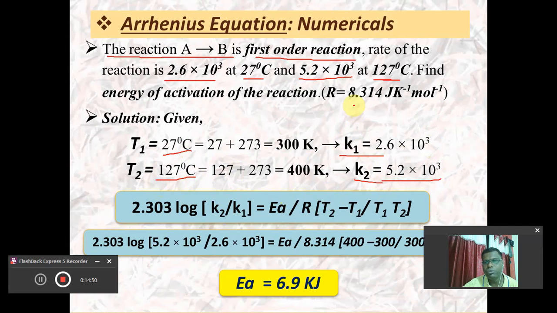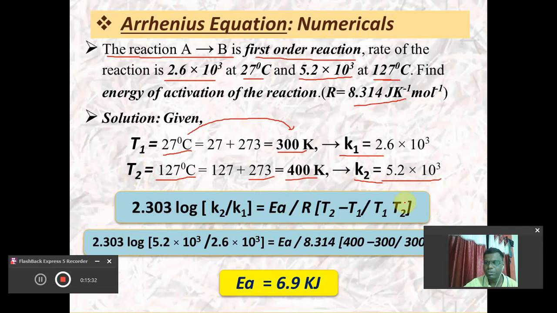Again, as the value of R is in joule per Kelvin, we have to convert this degree Celsius into Kelvin. So 27 degrees Celsius, by adding 273, becomes 300, and 127 degrees Celsius, by adding 273, becomes 400 Kelvin. So temperature T1 is 300 Kelvin. The corresponding rate constant K1 is 2.6 into 10 raised to 3. The higher temperature T2 is 127 degrees Celsius, meaning 400 Kelvin, and the corresponding rate constant K2 is 5.2 into 10 raised to 3.